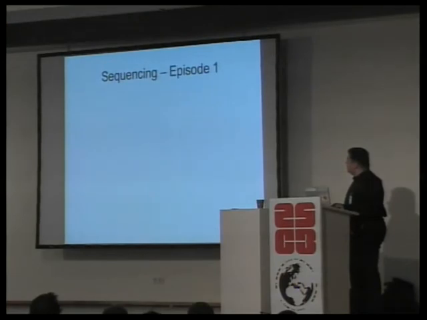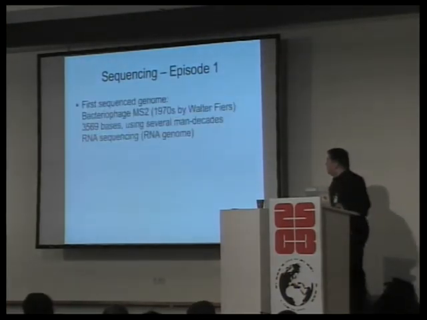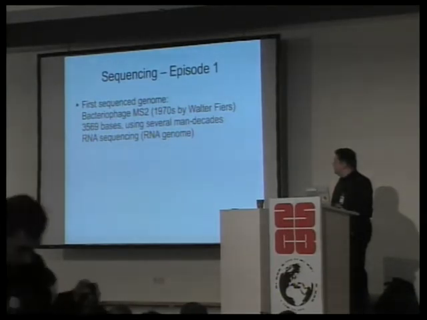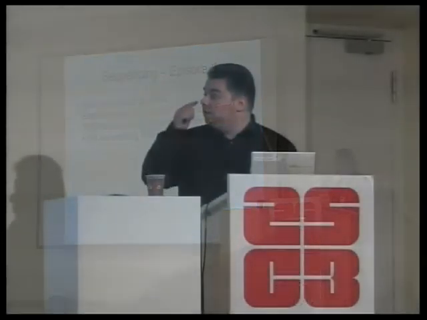How did it all start? Started in the 1970s by a team, I think, in France. They sequenced the aforementioned bacteriophage, 3,600 bases, which took the entire team, I think, 5 or 6 years. And they were using this phage because it has RNA instead of DNA, which is related, but for technical reasons, much more simple to sequence.